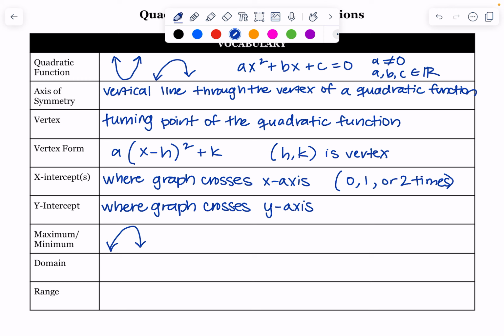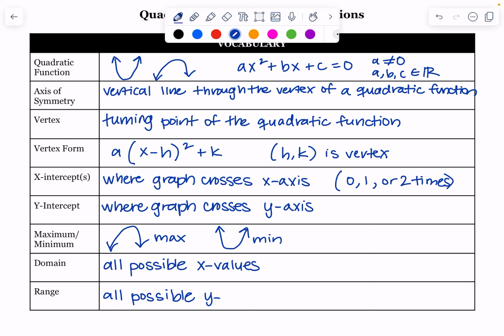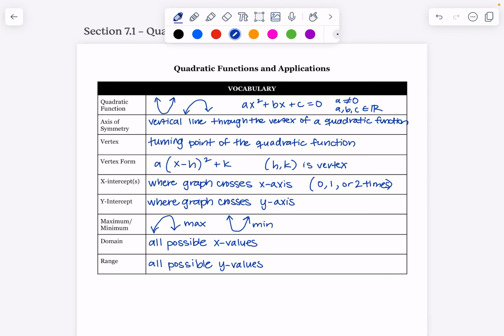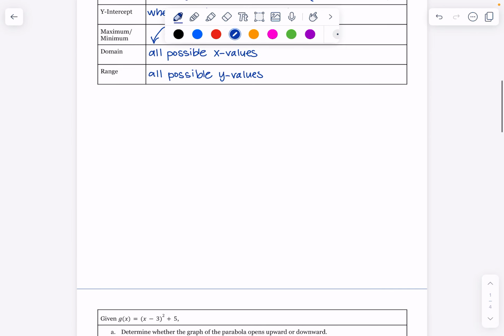Maximum and minimum value. If a quadratic is looking like this, it has a maximum at the vertex. And if the graph is looking like this, it has a minimum right here at the bottom. The domain is all possible x values, and the range is all possible y values. A lot of vocabulary there. Feel free to pause if you need more time to catch up.